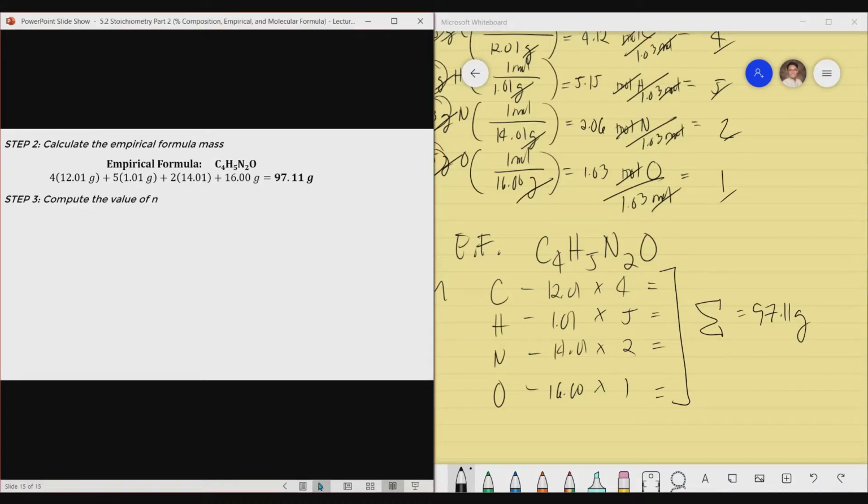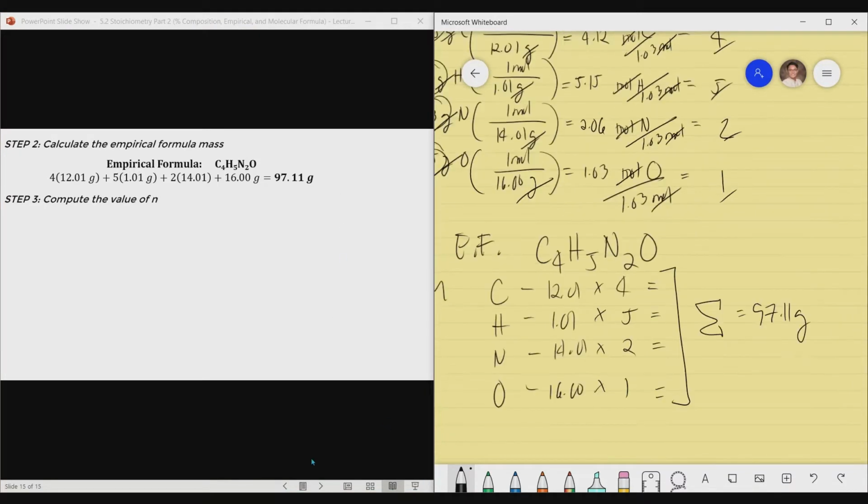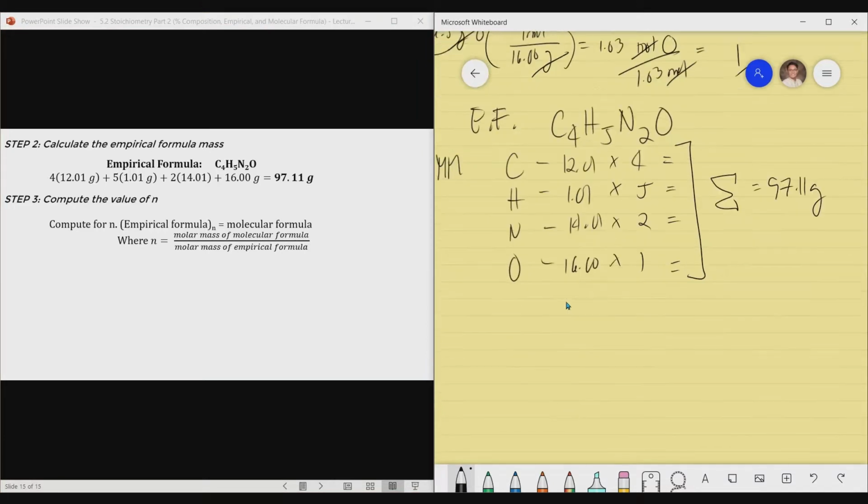Next is to compute the value of n. The formula, as we all know, is shown here. Sorry about that one. This should be gram per mole. Sorry about the typographical error.